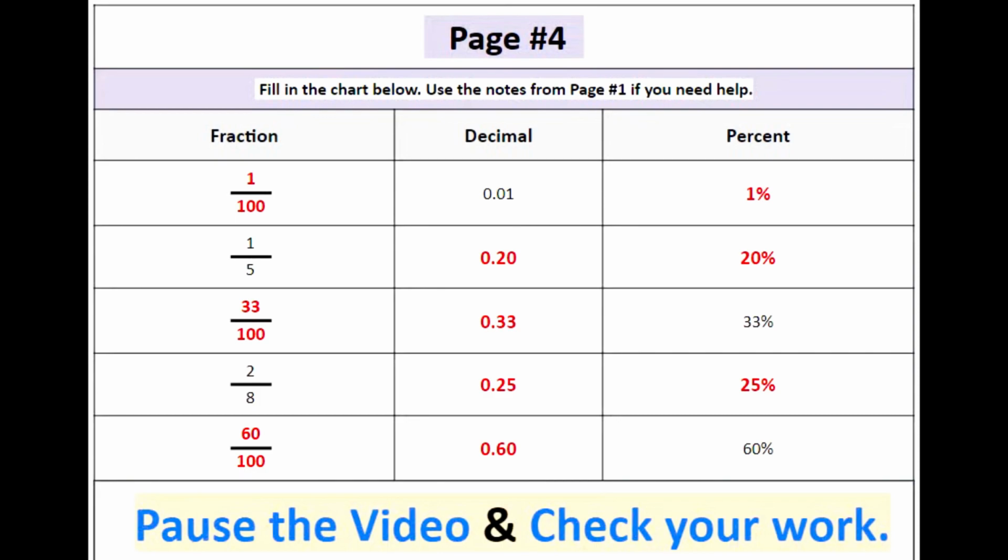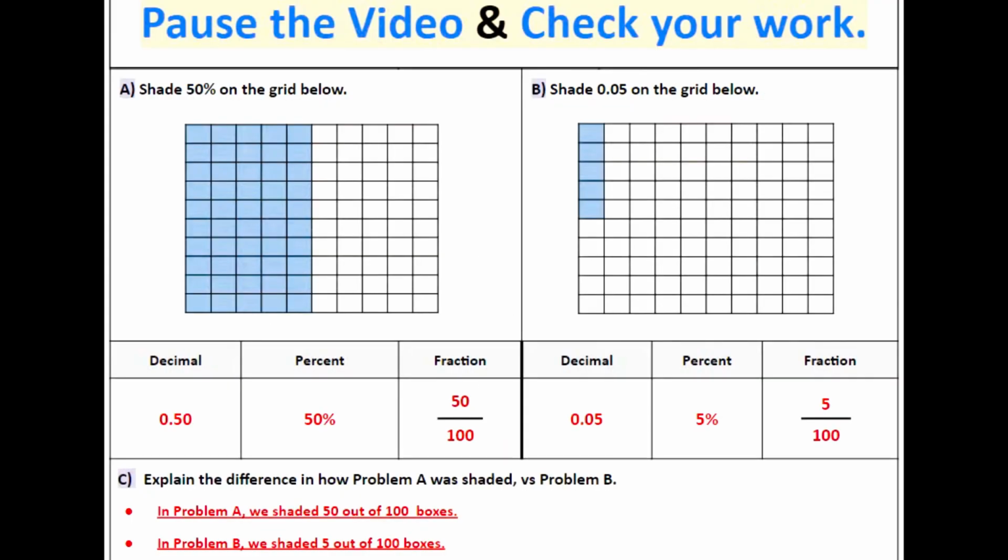Go ahead and pause the video. Check your work for the top of page 4. Pause the video and check your work for the bottom of page 4. You can see here that in problem A, we shaded 50 out of 100 boxes to represent 50% or half. And then in problem B, we shaded 5 out of 100 to represent 5 hundredths. Pause the video if you need more time.